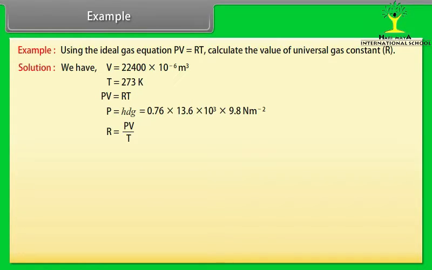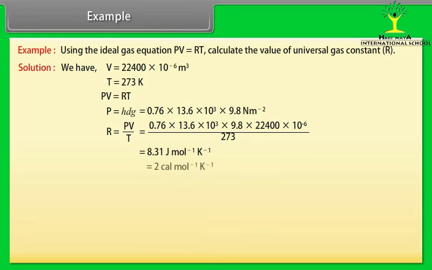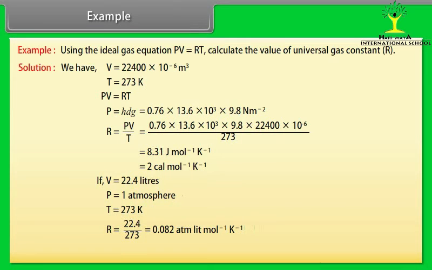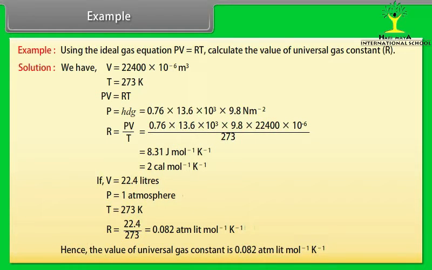R = PV/T = 2 calorie per mole per Kelvin. If V = 22.4 liters, P = 1 atmosphere, T = 273 Kelvin, R = 0.082 atm liter per mole per Kelvin. Hence, the value of the universal gas constant is 0.082 atm liter per mole per Kelvin.